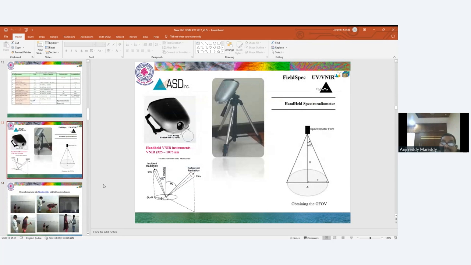Now, these are some of the equipment that we use, and almost all these equipment are available in my lab. We have a handheld spectroradiometer, which we purchased, the very latest one, and almost all my environment students use this equipment for their research purpose.